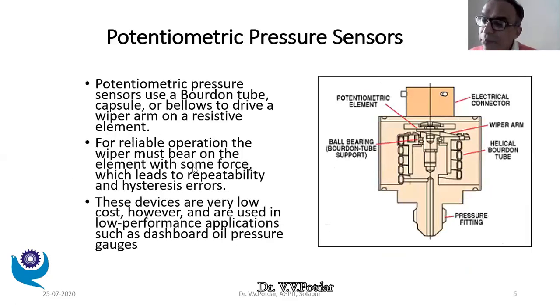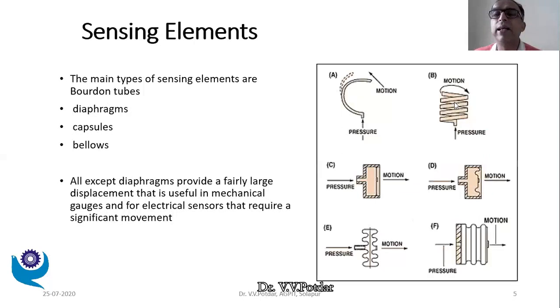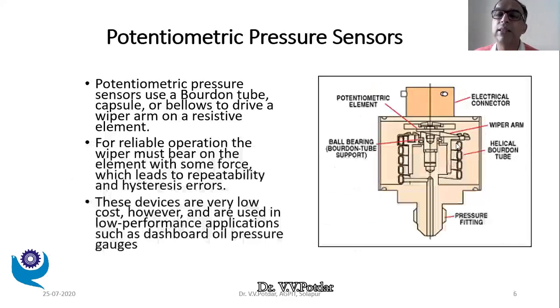So we'll quickly see this potentiometric pressure sensor, and we shall stop today. Okay. Now, if you recollect, this is the helical Bourdon tube that we studied. The hollow tube, which is arranged in a helix form, is used in this. This is the cross section of this helical Bourdon tube. Just be attentive. This is the helical hollow Bourdon tube, and this is where the pressure is supplied.